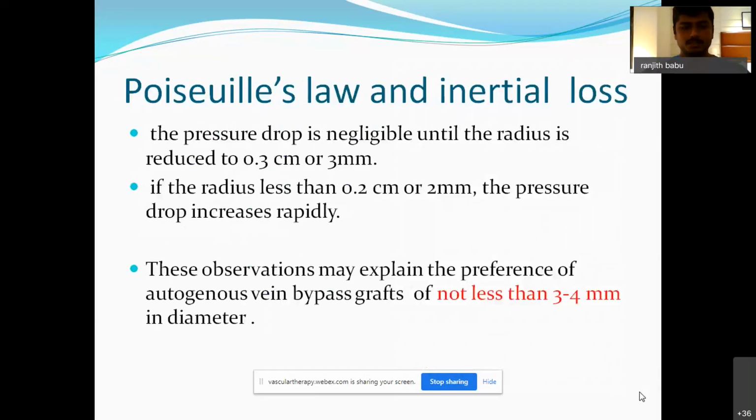So this may give an explanation, while doing the bypass graft, for why you prefer an arterial graft of not less than 3 to 4 mm in diameter. By this, we are reducing the inertial loss of the flowing blood.